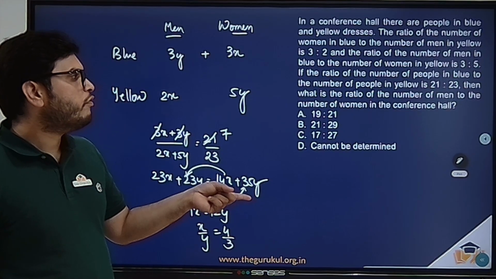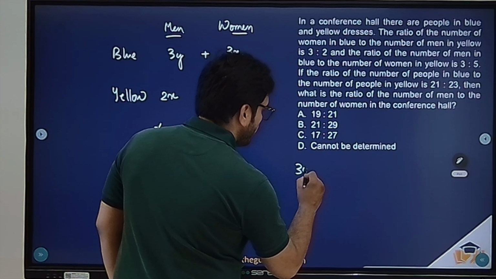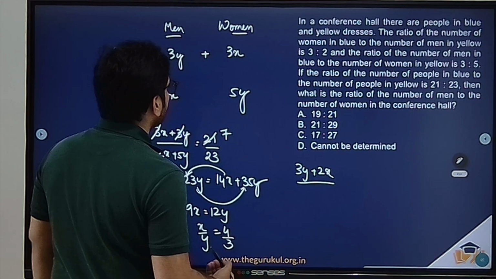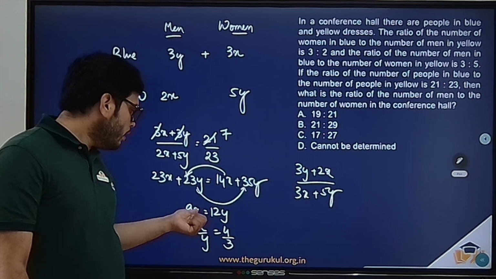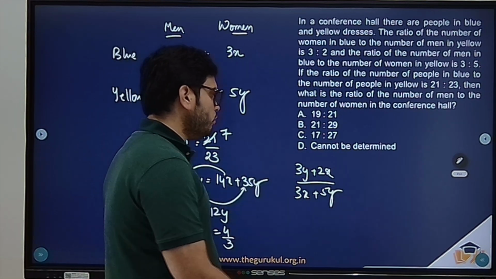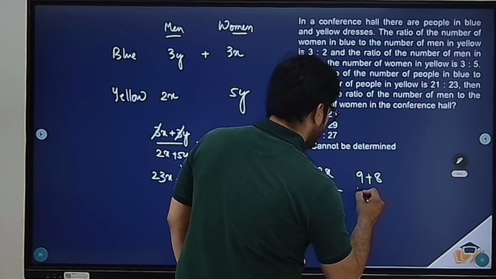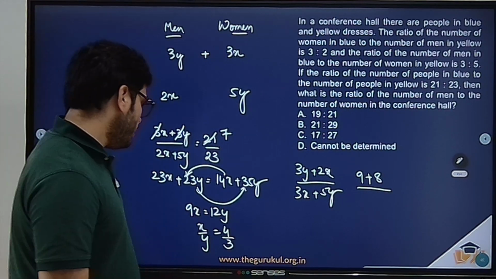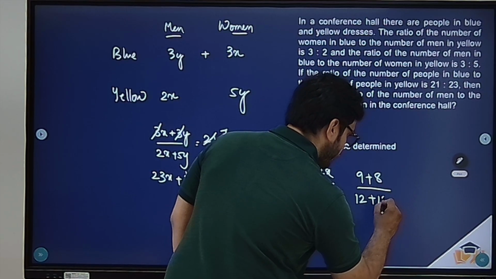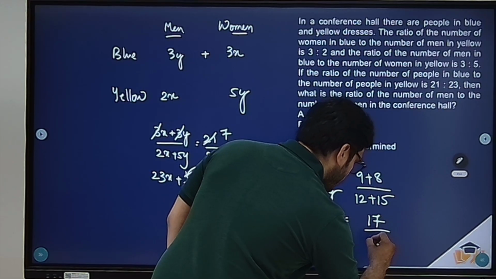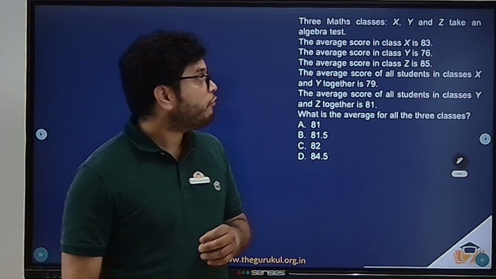Then what is the ratio of the number of men to the number of women in the conference hall? Now the number of men, 3y plus 2x, by 3x plus 5y. Now since this is again the ratio, I'll replace x with 4 and y with 3. Now this would be 9 plus 8 by 12 plus 15. Now this is nothing but 17 by 27. So the answer for this question should be option C. Now coming to the fifth question.